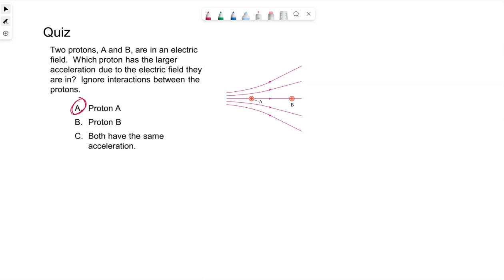They're both protons, so they both have the same charge. But remember, the force they experience depends upon the strength of the electric field they are in. And yeah, that would equal MA. So A is in a region that has a larger electric field than B. And that is because those electric field lines are closer together. So pictorially, closer lines represents a stronger field. So A is in the stronger field, which in turn means a bigger acceleration.